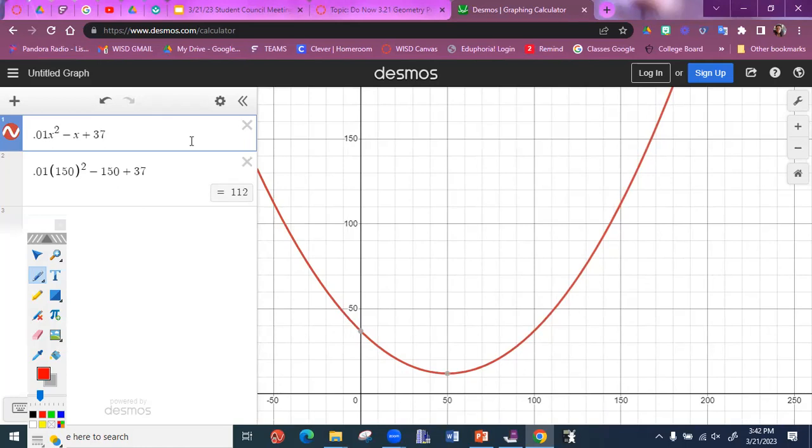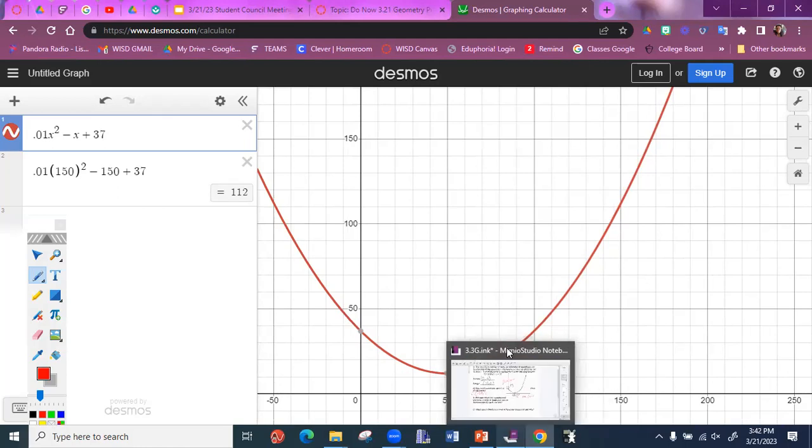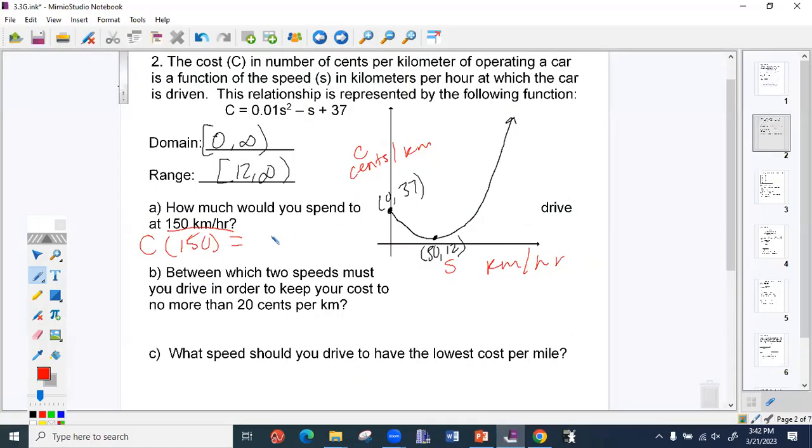All right. So if I was to drive 150 kilometers per hour, it would cost me 112 cents per kilometer. What's the symbol for cents, guys? It's a little c with a line through it, isn't it? 112. It just happened. All right.